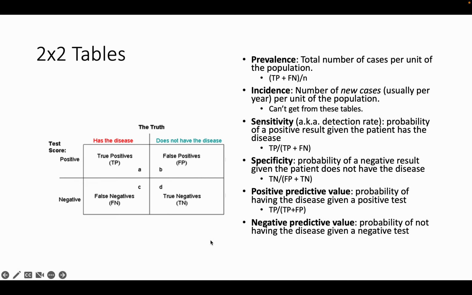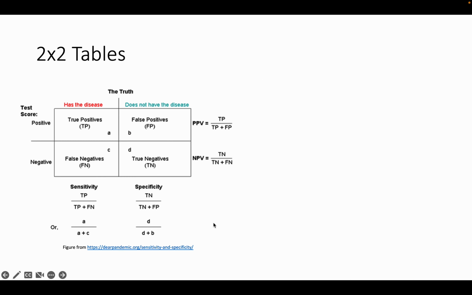And just for sake of completion, negative predictive value, take a second. How would you calculate that from this table given that definition of probability of not having the disease given a negative test? Got it again. It's the true negatives divided by true negatives plus false negatives, because if we're given a negative test, that means we have to be in this row of the table, and so this is what we get.